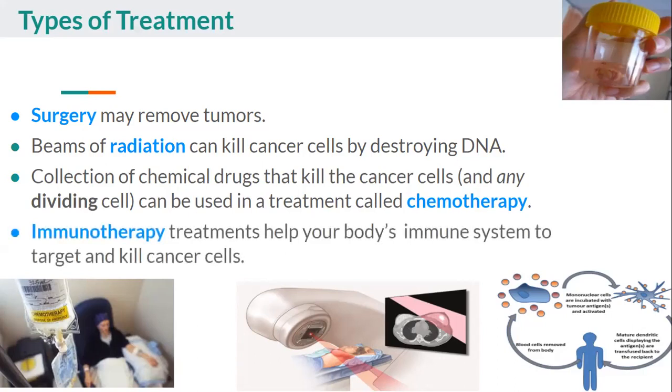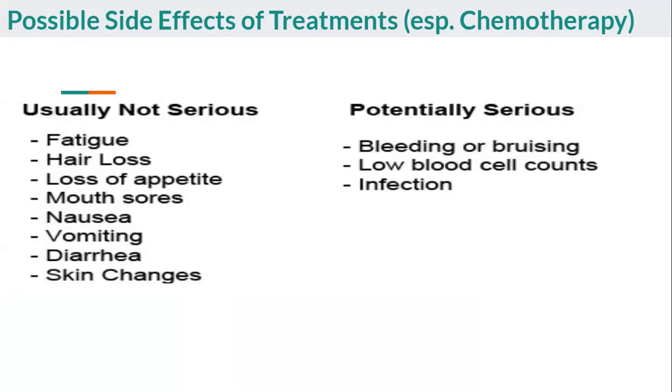And then there's immunotherapy, which is basically using the person's own immune system and their own cells, modifying them to go ahead and kill the cancer cells. All right. And here are some side effects for some of those treatments.